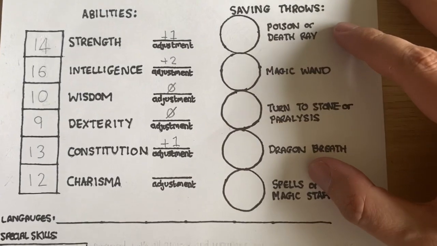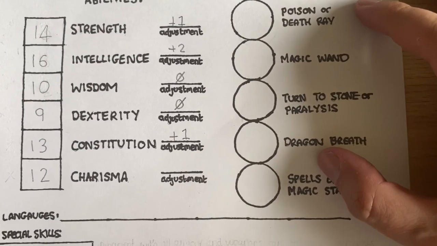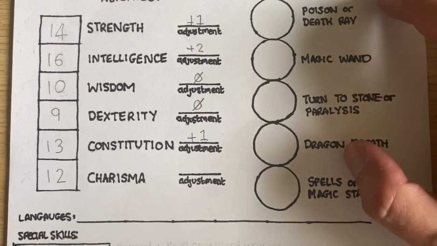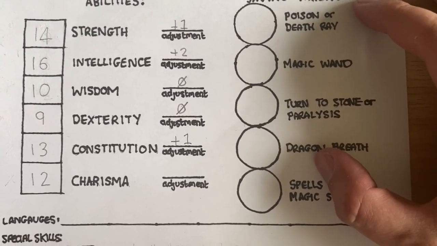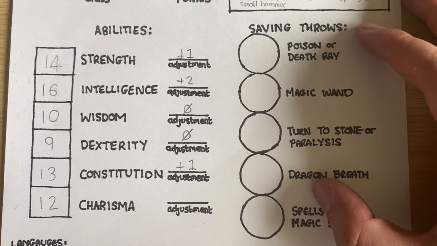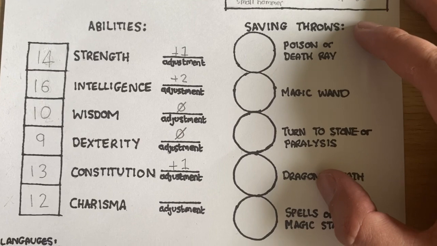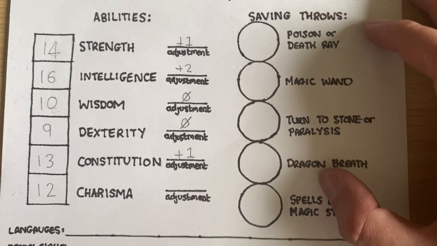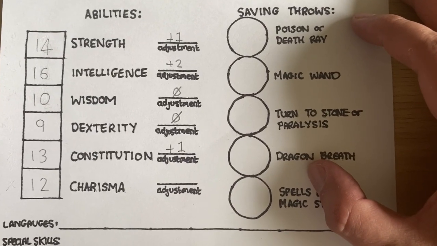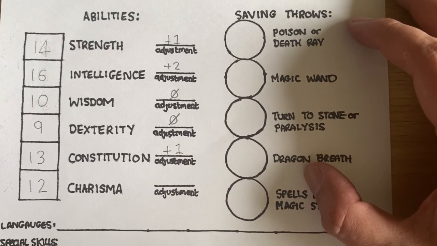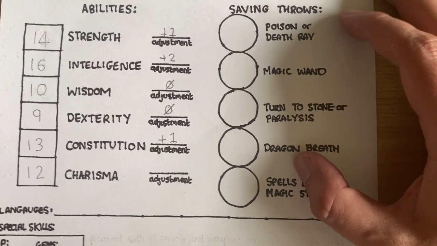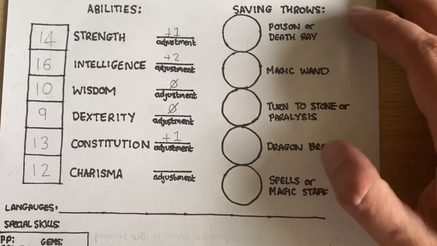I've also noted the adjustment for wisdom as given on the bonuses and penalties table. So with a score of 10, our wisdom adjustment is at 0 as well. And intelligence, we have a +2 because we've got a high score of 16, and that means that we can learn 2 additional languages on top of the base languages that we already get.